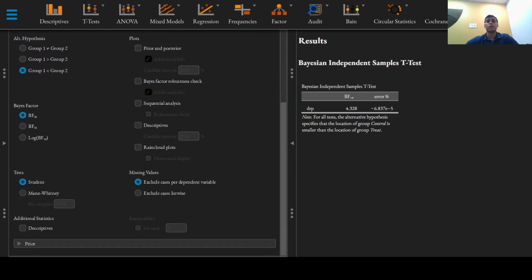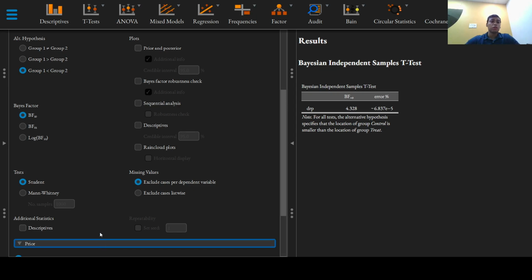Proceeding further, underneath the Bayes factor option, which is a measure of the strength of evidence, the BF10 provides the Bayes factor to quantify evidence for the alternative hypothesis relative to the null hypothesis. The BF01 provides the Bayes factor to quantify evidence for the null hypothesis relative to the alternative hypothesis. Lastly, the third option is the natural logarithm of the BF10 or the Bayes factor 10.